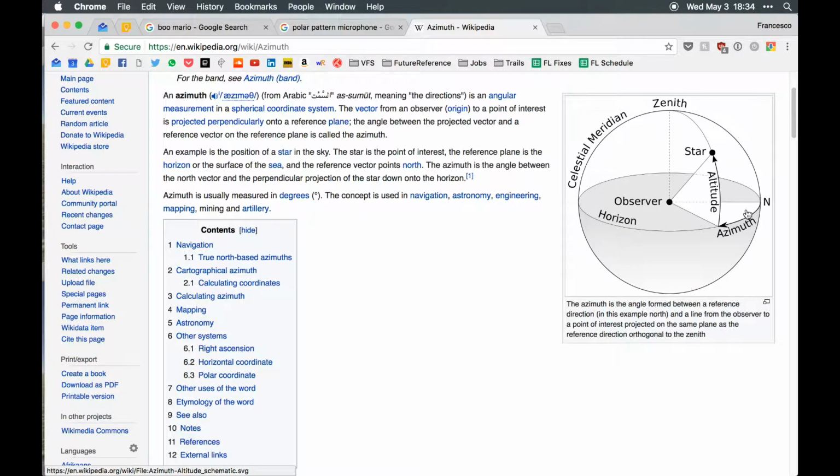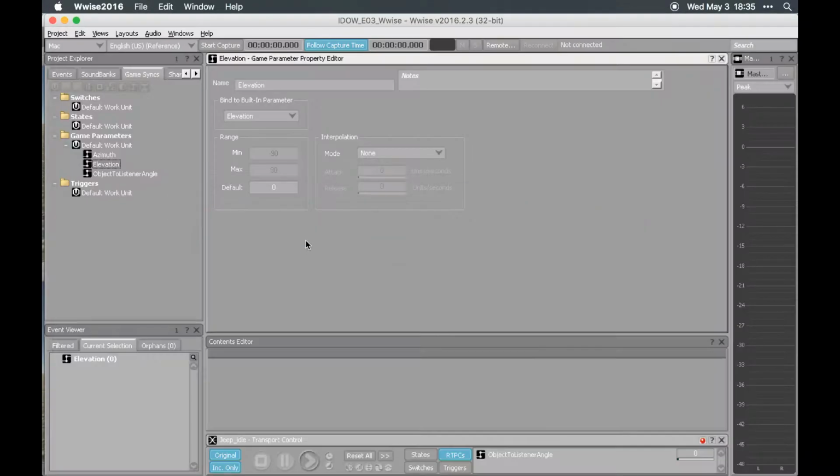So let's imagine that we are the observer and we're facing the north in the game. The game object is the star, so the azimuth will be the angle on the horizon plane from the direction we're facing to the horizontal coordinate of the game object that's emitting the sound. And the elevation will be the angle from the horizon to the y coordinate of the star. So let's go back to Wwise and work with these two new parameters.